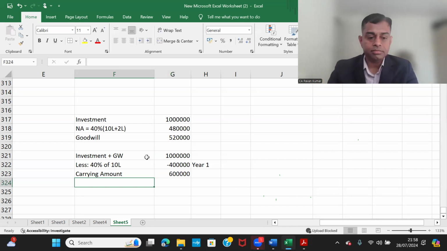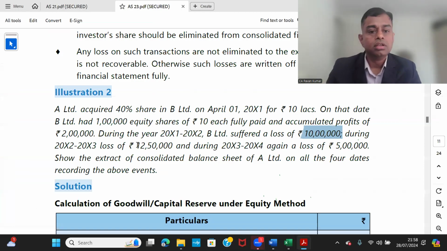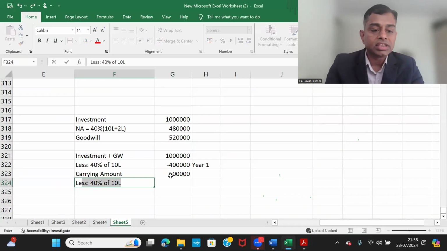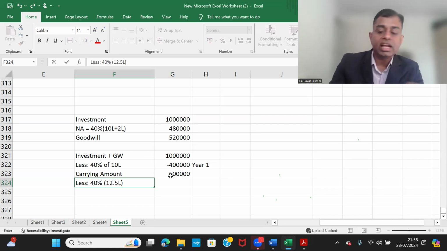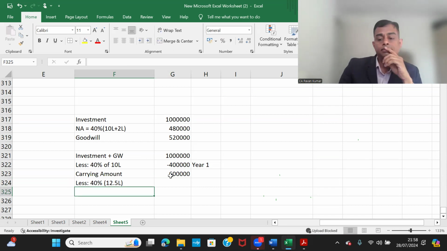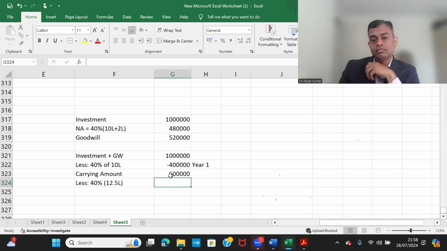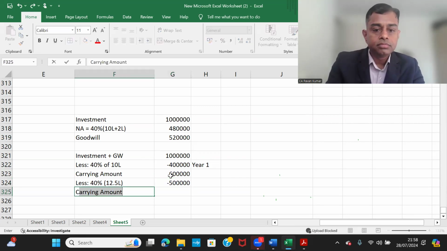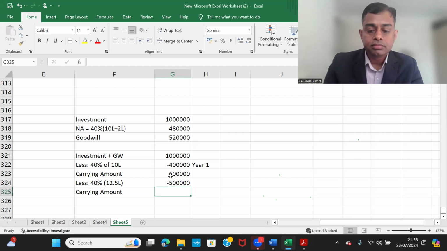Next year, 12 lakh 50,000 loss, less 40% of 12.5 lakhs. So can you calculate 12.5 lakhs into 40%? How much? 5 lakhs. So 6 lakhs minus 5 lakhs, how much will the carrying amount be? 1 lakh.